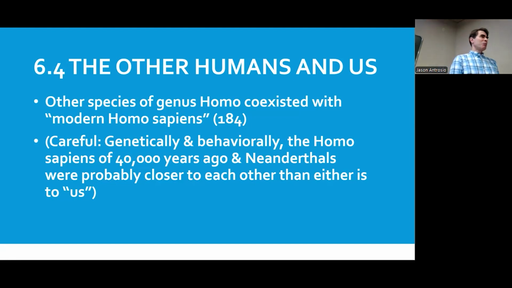We called them Middle Pleistocene Homo in the last class, sometimes referred to as archaic Homo sapiens or old style Homo sapiens. And in this section, we look at some of these other closely related species, which they are calling the other humans and us, and what happened to them and how the emerging Homo sapiens interacted with them.